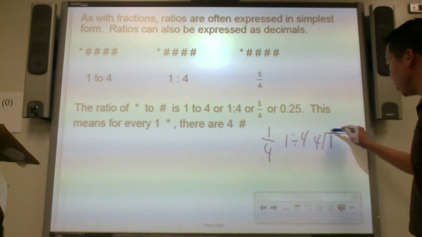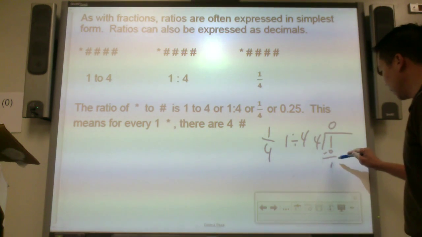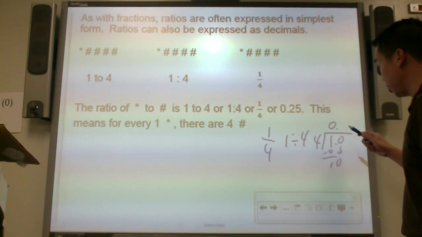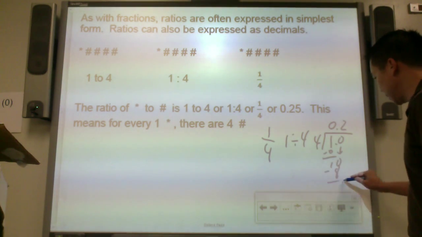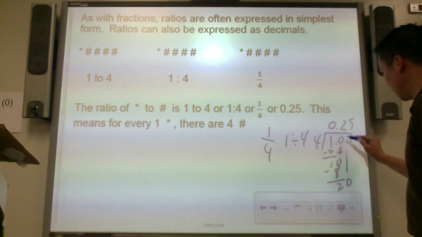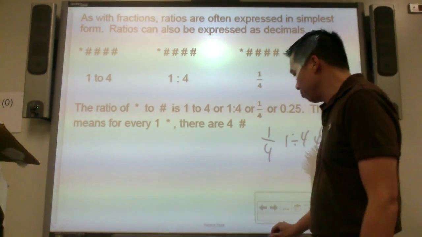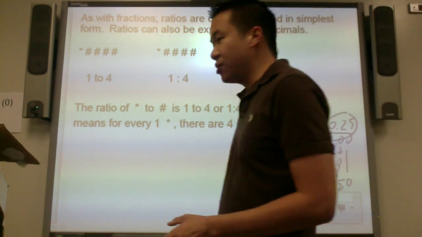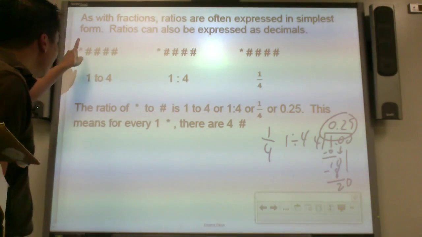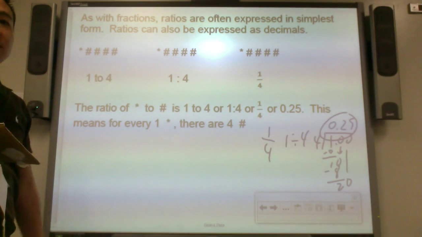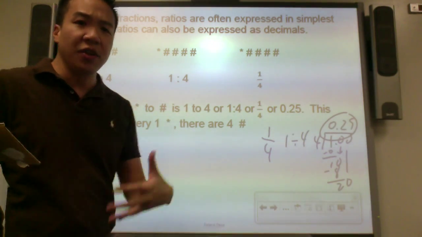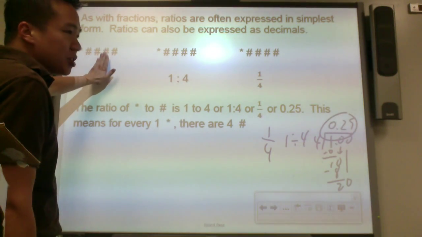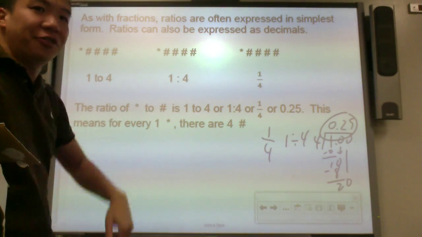4 goes into 1, 0 times. Get rid of the decimal, the remainder. We don't have remainders here in middle school. It goes 2 times. So it's 25 hundredths. So there are 25 hundredths times as many asterisks as number symbols. That's the multiplicative comparison. Or we could say it backward. There are 4 times as many number symbols to every asterisk.